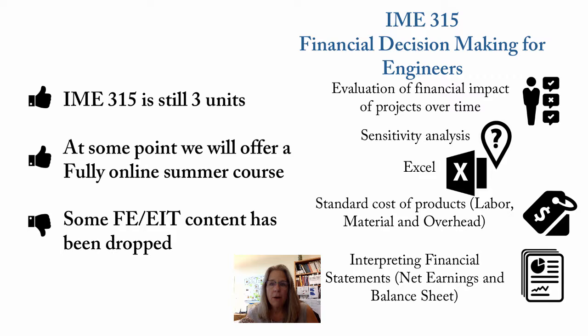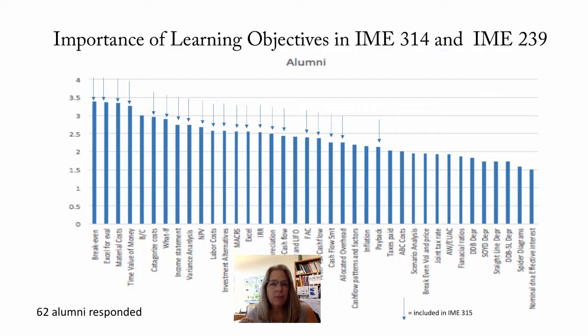Now, just a little bit of background: the way that we went about doing this is we asked many alumni. In this case, 62 responded, and these are alumni that have been out for multiple years. Many of them are managers. We asked them the importance of the learning objectives in IME 314 and in IME 239, which is the place where we covered financial statements and standard costing. We asked them to rank those and tell us what was most important, and what we ended up doing is developing the IME 315 based on that input.